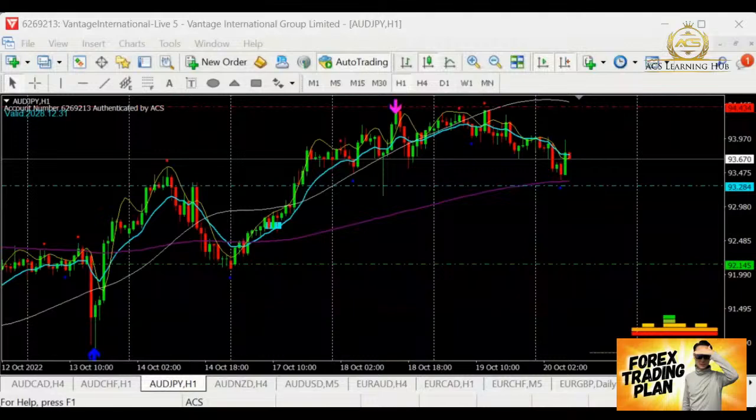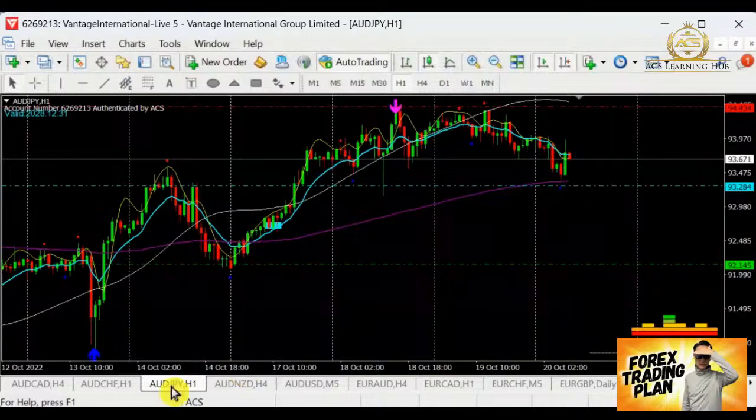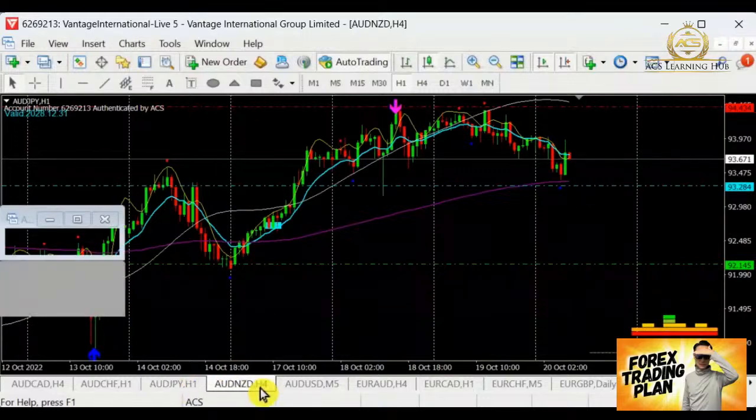Hopefully the selling will come in with a good profit today. For Aussie yen, the support has no change. We are still here. Looking at this, right now we still have around 32 pips, so that's quite a good one. Let's move.